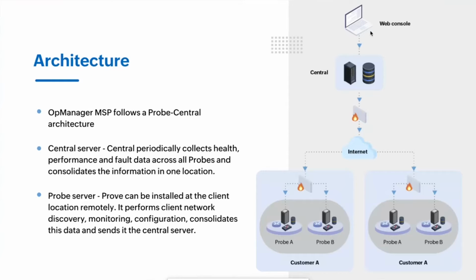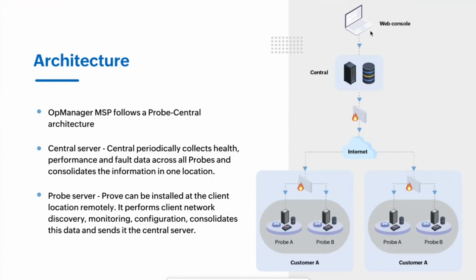Next in the queue, we have the architecture of OpManager MSP. OpManager MSP serves the needs of every managed service provider with its probe-central architecture. Let me explain how central and probe work. The central server acts as a unified console which synchronizes data with multiple probe servers. The central server is designed to provide network visibility across locations, consolidate and report the health of multiple remote networks.